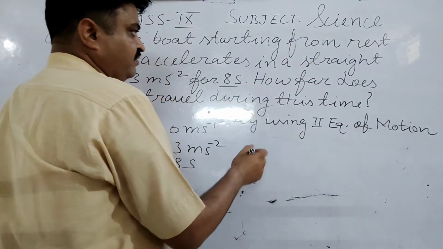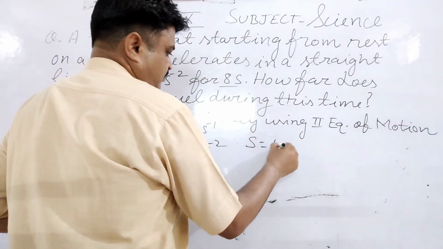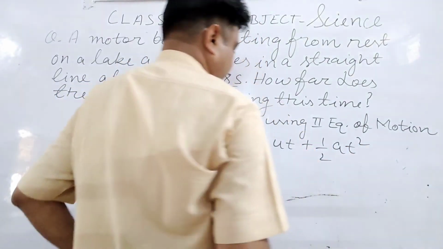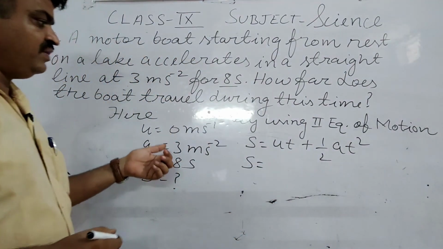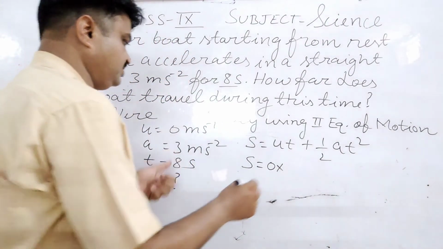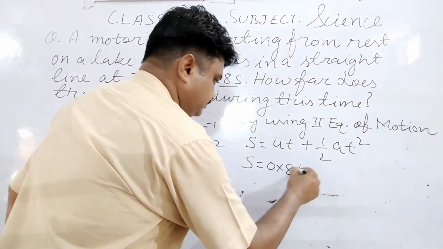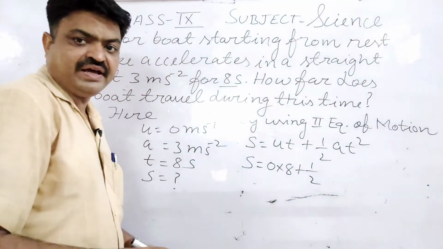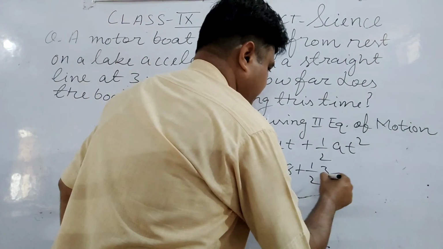Now what is the second equation of motion, student? It is S is equal to ut plus half at square. Now in this we will put the value. What is u here? It is 0. What is time here? It is 8 seconds. And in this we will write the value of acceleration, and acceleration is 3 here, so we will write here 3.